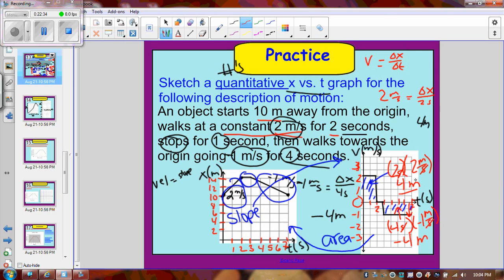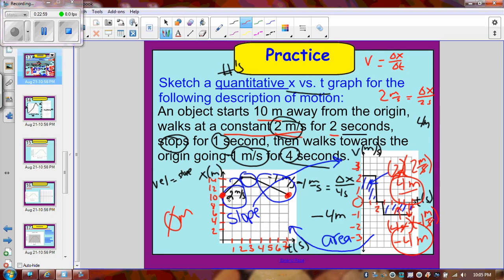So if I look total, the object went forward 4 meters and backwards 4 meters. So what would be the total displacement of this object? The answer is 0. And we actually figured that out. The object started at 10 and ended up at 10. That's some amazing connections. So we figured out a lot of information from this one slide.